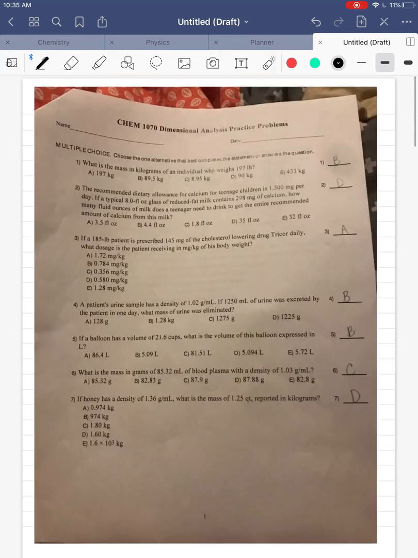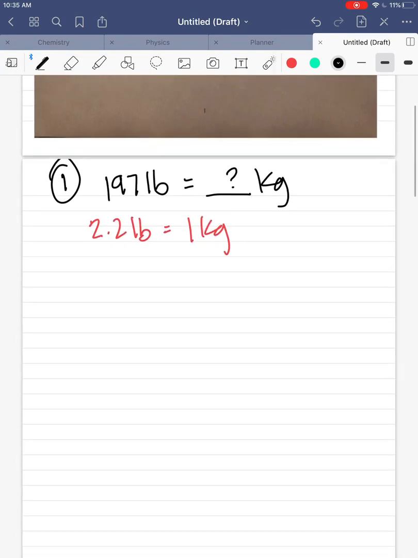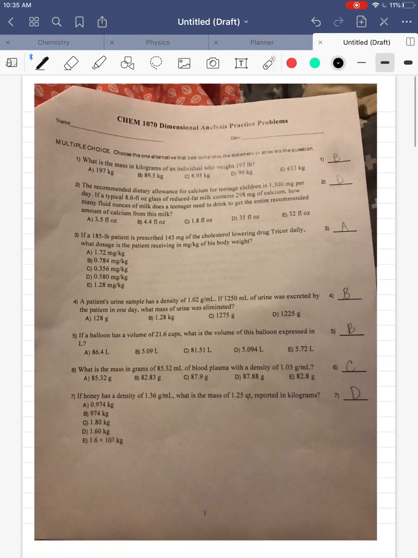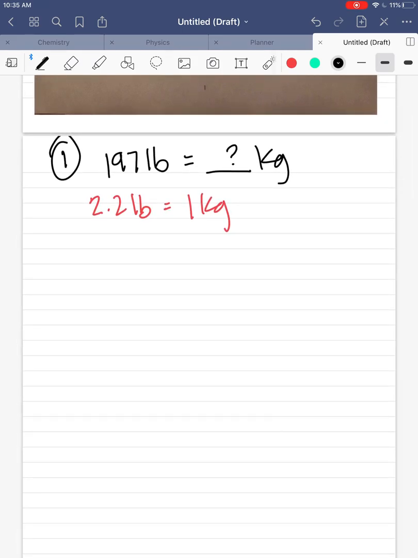All right, so this first one says, what is the mass in kilograms of an individual who weighs 197 pounds? Remember, anytime you're working one of these problems, the first thing is to pull the important information out of the problem, because these particular problems are really difficult. They're worded really strangely, so pulling out the right information is difficult. But that's the first thing you do. The second thing you do is write down what's given. I was given 197 pounds.